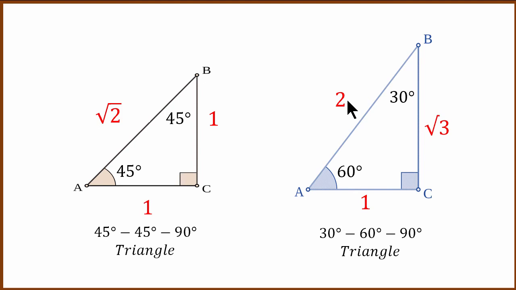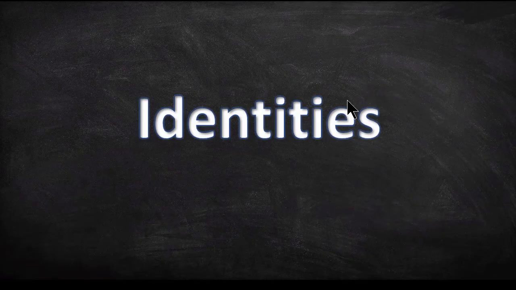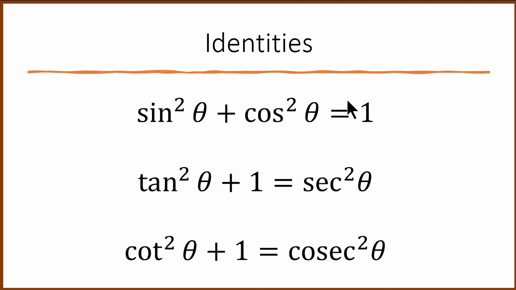Now let's go further and see what else is there in this chapter. The next important thing is identities. So we are looking at certain identities in this case. Let us look at those identities. The first identity we look at is sine square theta plus cos square theta equals 1. This is the most famous common identity. The other two identities involve tan and secant, cot and cosecant. It says tan square theta plus 1 is secant square theta, cot square theta plus 1 is cosecant square theta.